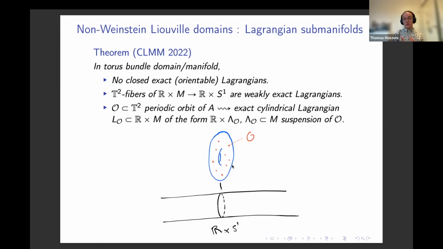We have this torus bundle over R cross S1. The fiber itself is a weakly exact Lagrangian torus, but if you take this orbit O and you rotate it along the S1 direction and you take this cross R, that will give you an exact Lagrangian cylinder. Great.